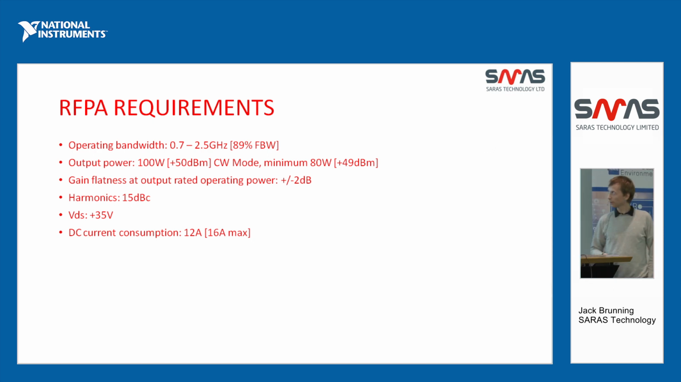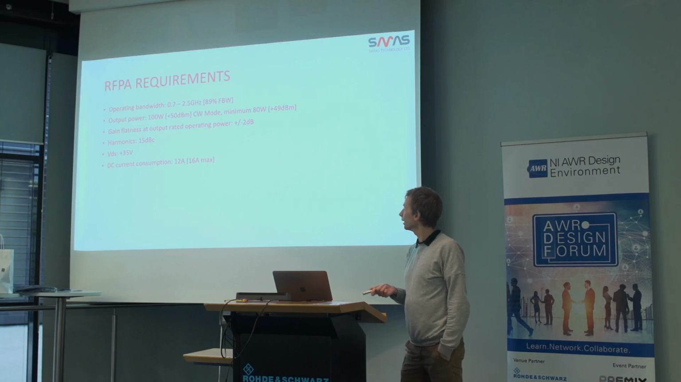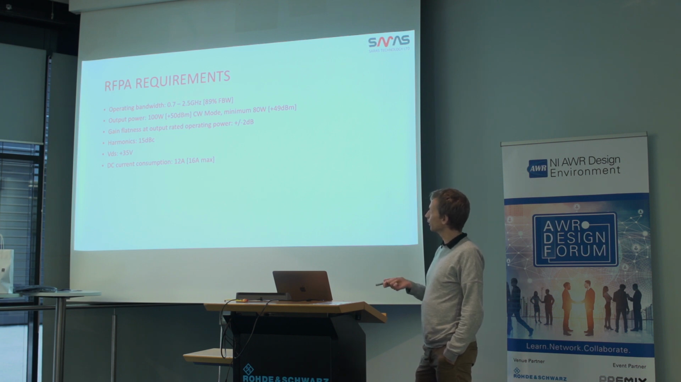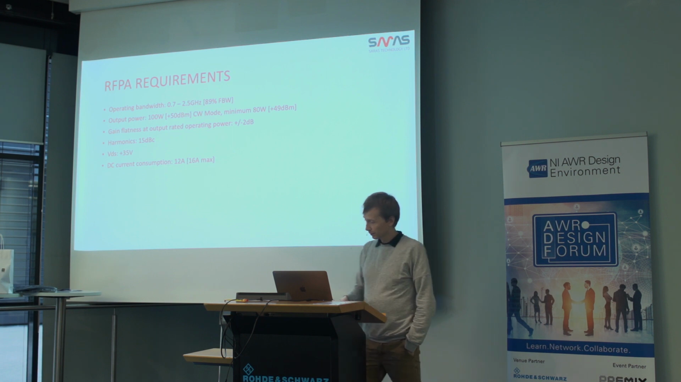So the initial requirements for this amplifier were operating bandwidth of 0.7 to 2.5 gigahertz, output power 100 watts saturated, minimum 49 dBm, 80 watts, gain flatness at rated operating power plus minus 2 dB, 15 dBc harmonics, VDS 35 volts, drain voltage 35 volts, and then a DC current consumption of up to 16 amps.